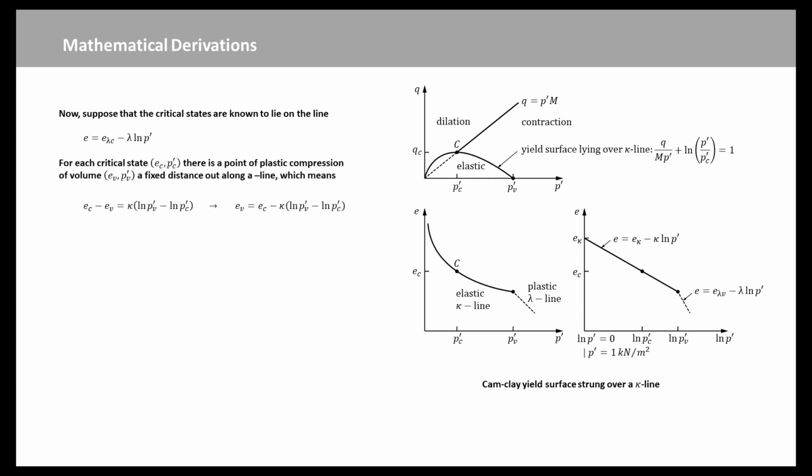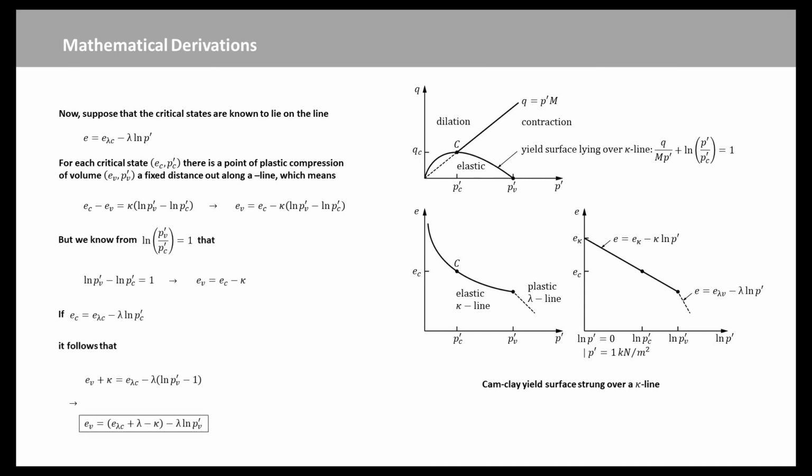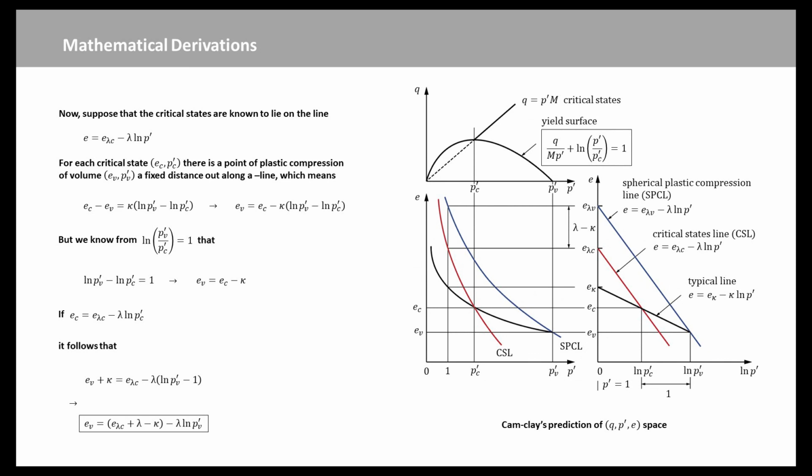For each critical state, EC PC', there is a point of plastic compression of volume, EV PV', a fixed distance out along a kappa line, which means this relationship. But we know ln PV' minus ln PC' equal to 1, so that after some derivations, we obtain this EV equation. This is the equation of a line of spherical plastic compression running parallel to the assumed logarithmic critical state line. The predicted Q, P', E diagrams appear in this figure.